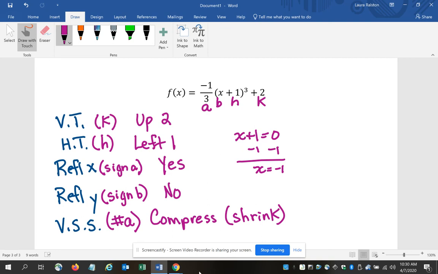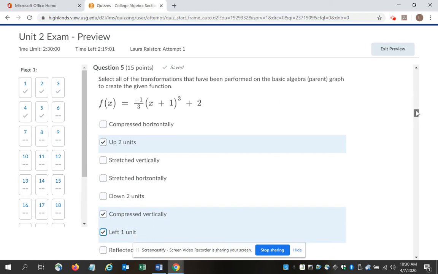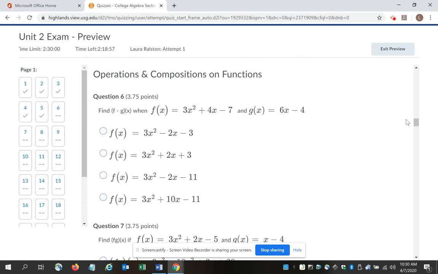Okay, so when I go to mark my answers, I've got to mark up 2, left 1, and a vertical compression. So I have up 2, compressed vertically, and left 1. All right, then we move into the next section.